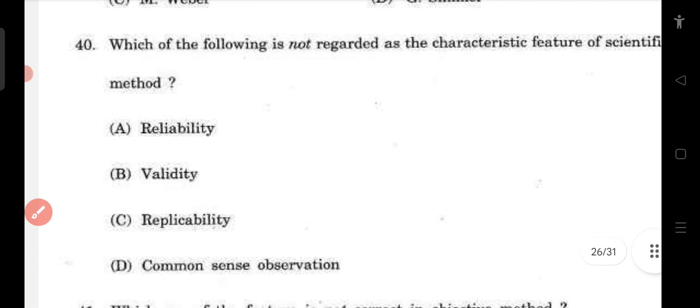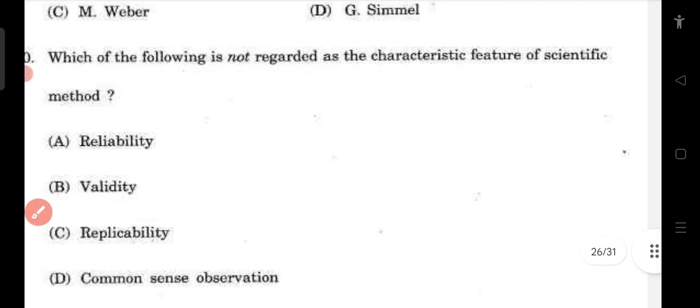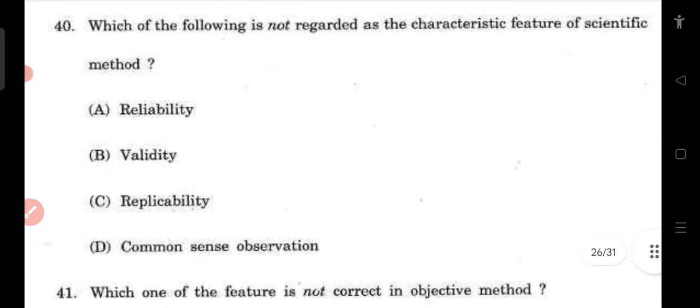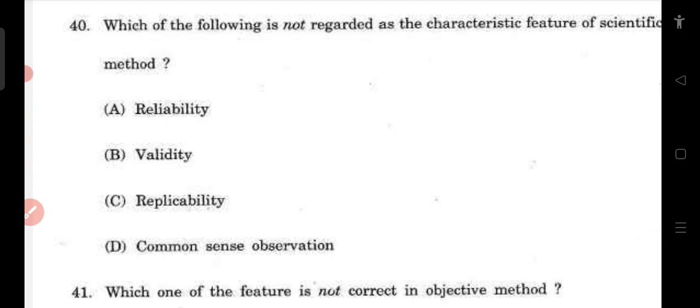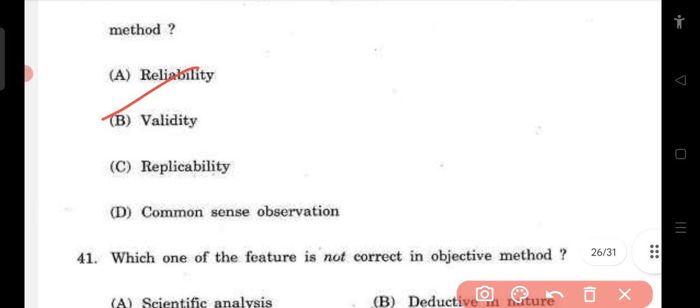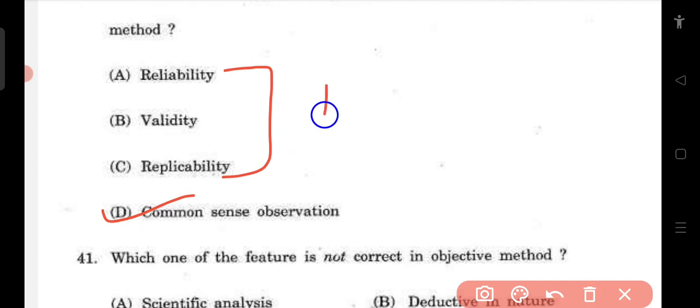Question number 40 is asking, which of the following is not regarded as the characteristic feature of scientific method? Reliability, validity, replicability, common sense observation. So here anyone who has read research methodology can give the answer. The answer should be common sense observation. These three are characteristics of scientific method.